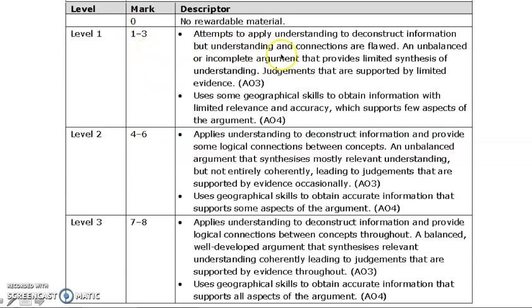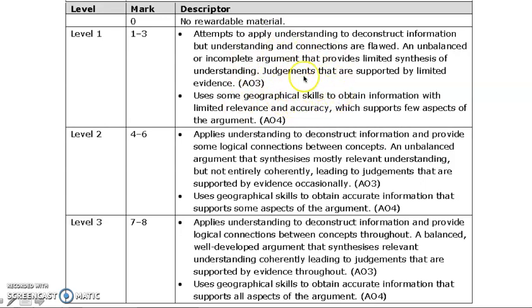Now to get a level 1, if you read this through, you've got some of the information in there, you've got a bit of an understanding, but it's not really made that much sense, but you've given it a go. And you've got some relevant stuff in there, you've got some of the key terms that you need. So even if you're struggling with the answer, just have a go at it.